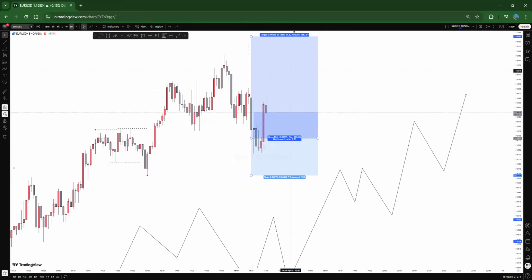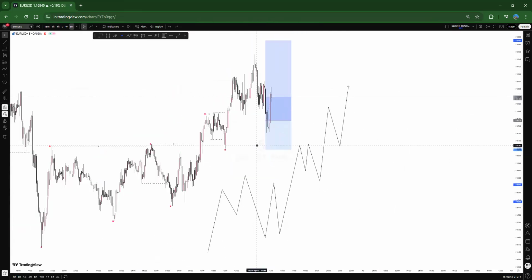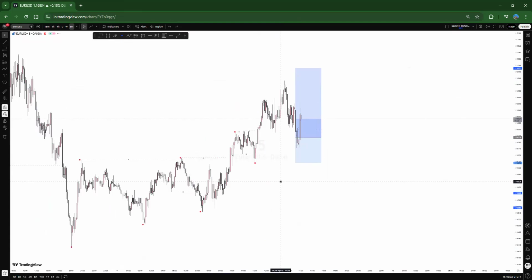The reward is 21.6 pips. So I think this is enough for me. I've been waiting on this for the whole day. So it's already 4:03 p.m. Nigerian time. And if this hits TP, I'm okay.